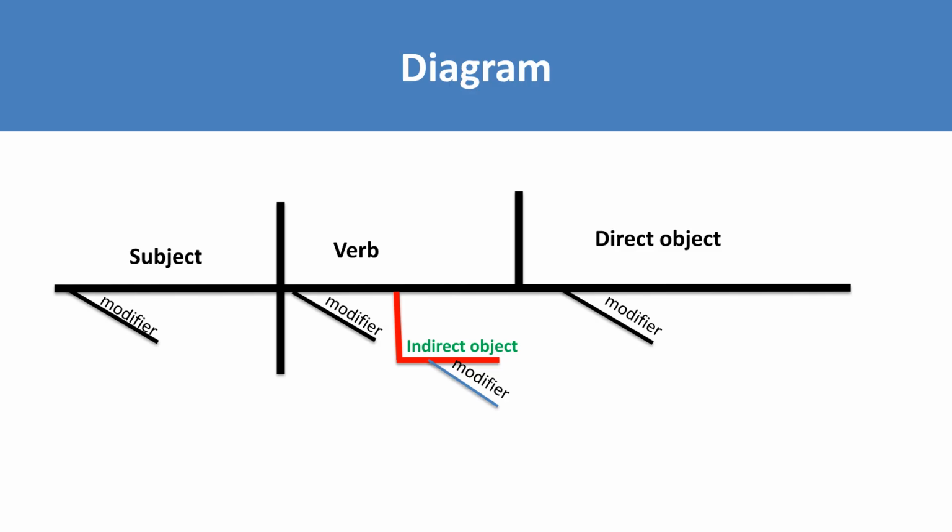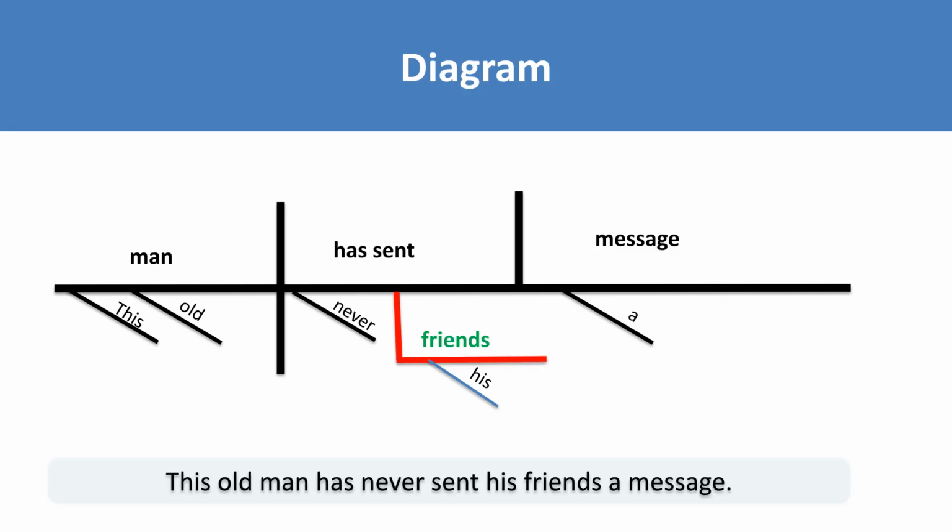In a sentence diagram, the indirect object is placed below the verb on a short horizontal line connected by a vertical line. The direct object stays to the right of the verb on the main line. For example, this old man has never sent his friends a message. The subject, this old man, comes first, followed by the verb has sent. The direct object, a message, is placed to the right, while his friends appears under the verb, showing that it receives the action indirectly. The adverb never is placed under the verb as a modifier.